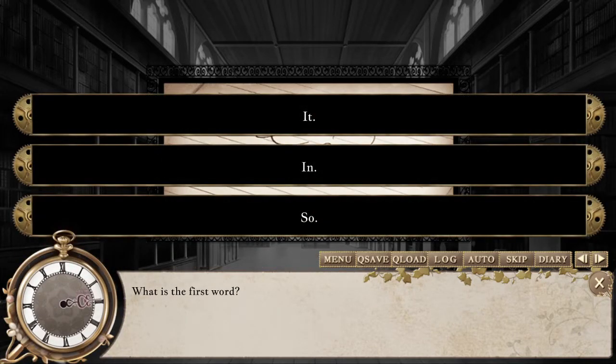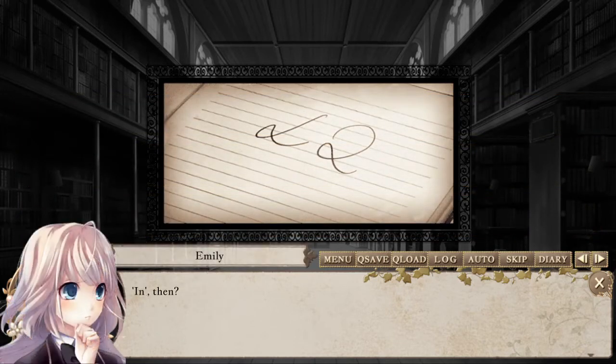What is the first word? It, in, or so? In? What would that make the letters if it's 3 over? And it's like, I'll pick a middle option.